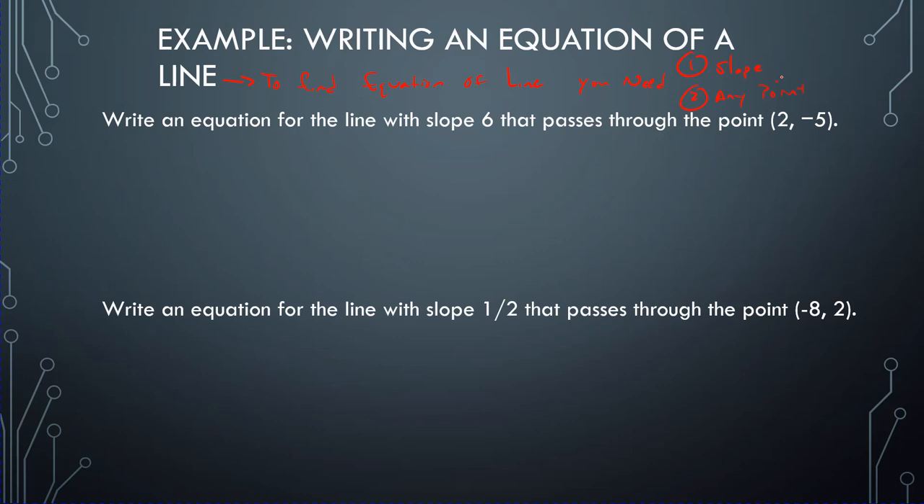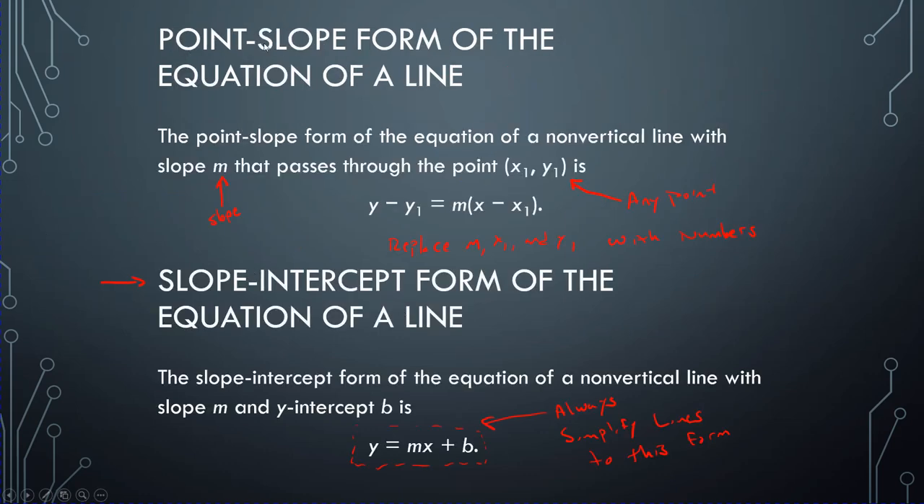Okay, so here's the problem. Write an equation for a line with slope 6, okay, so I'm telling you the slope, that passes through the point 2, comma, negative 5. So look, I've got the slope, awesome. So you're given slope is 6, and you're given a point. And so the point is x1, comma, y1. And so the point is 2, comma, minus 5. So what you're going to do is start with the point-slope form here.